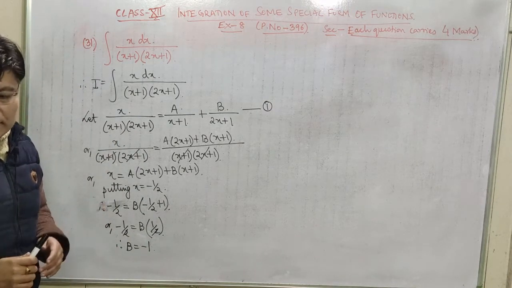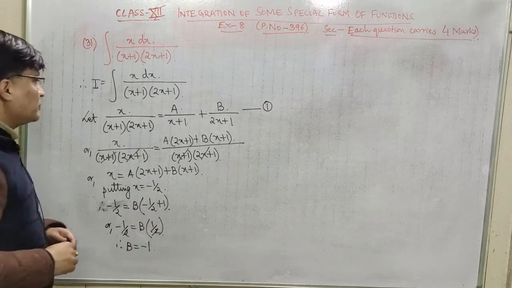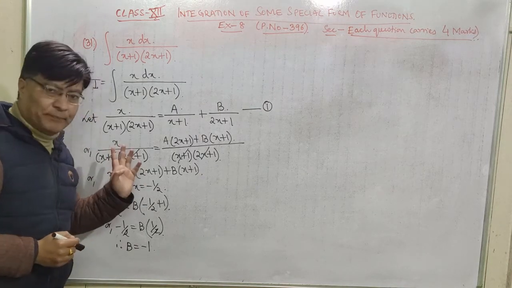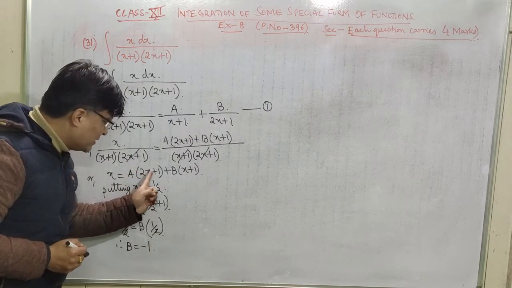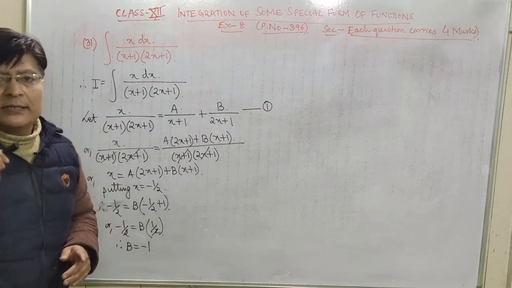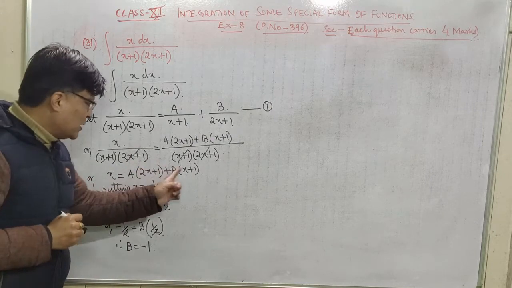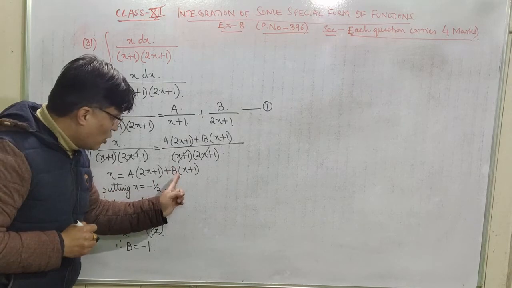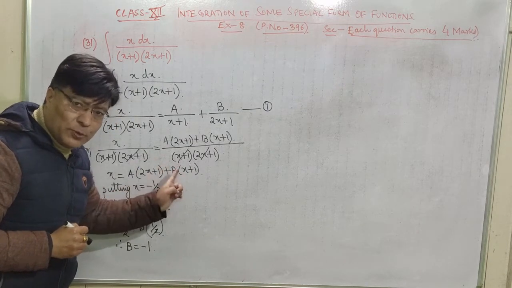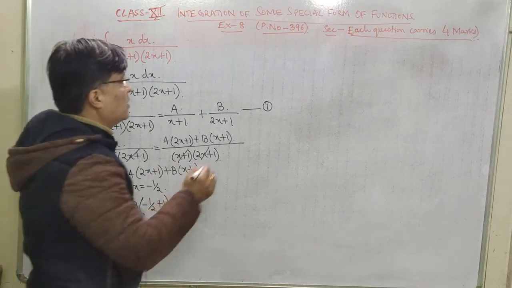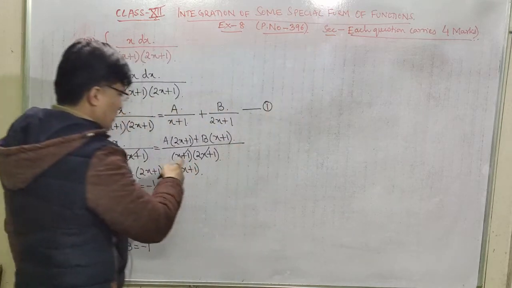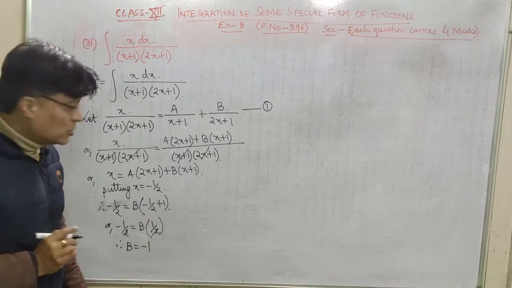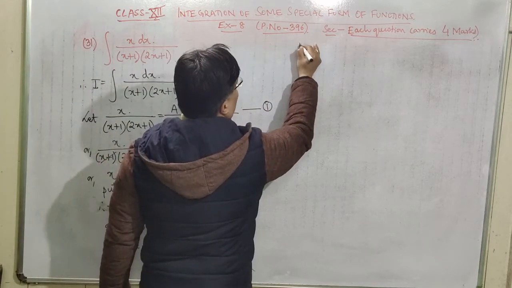So I think you have understood it, right? Next, now we have to get the value for a. In order to get the value of a, this second term should be made 0 by putting x is equal to minus 1. Since x plus 1 is there, in order to make this second term 0, you put x is equal to minus 1. So in this expression, we put x is equal to minus 1.